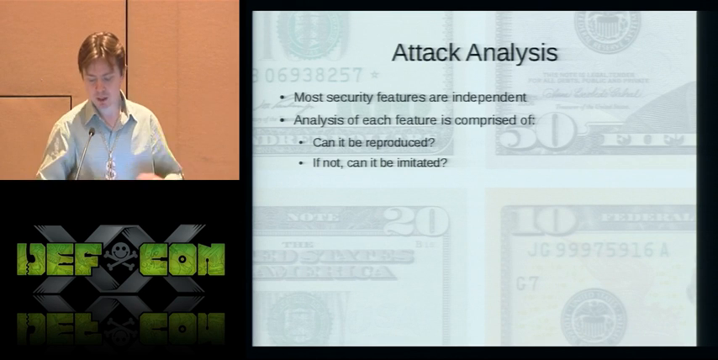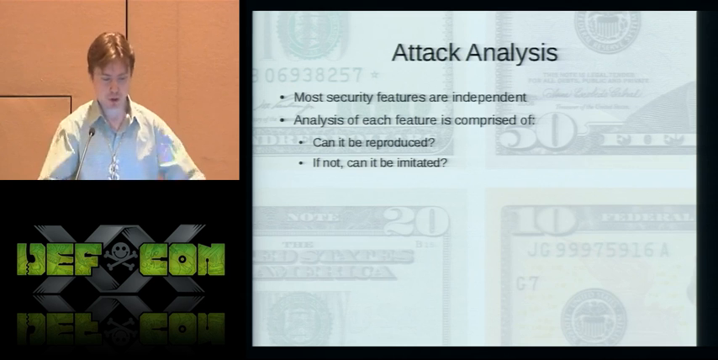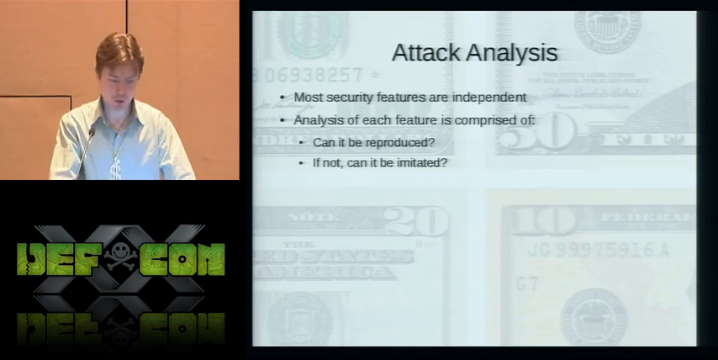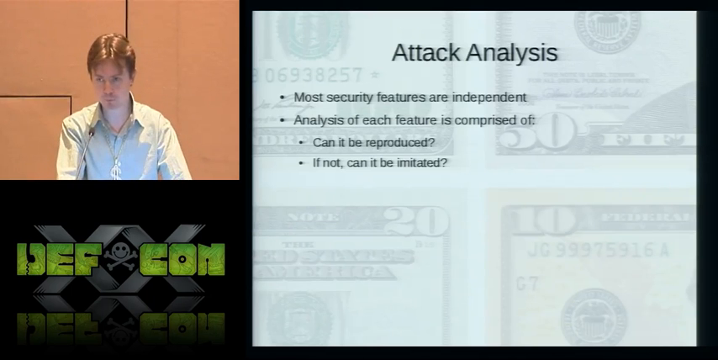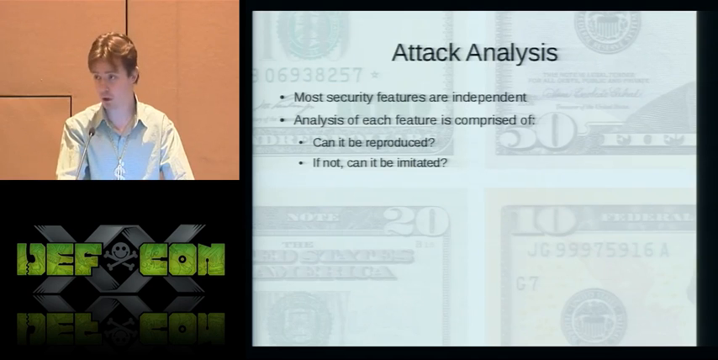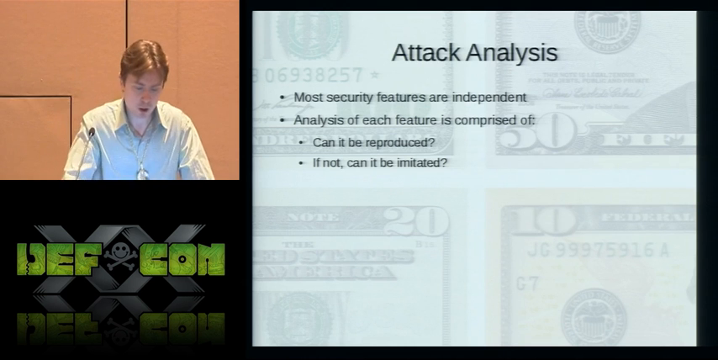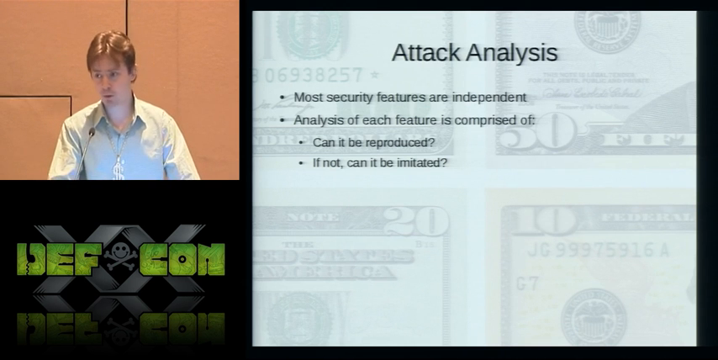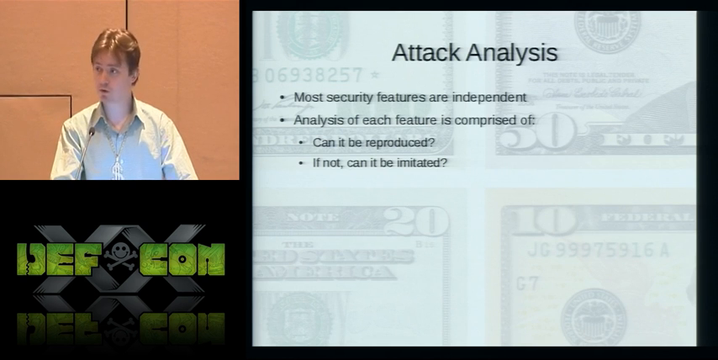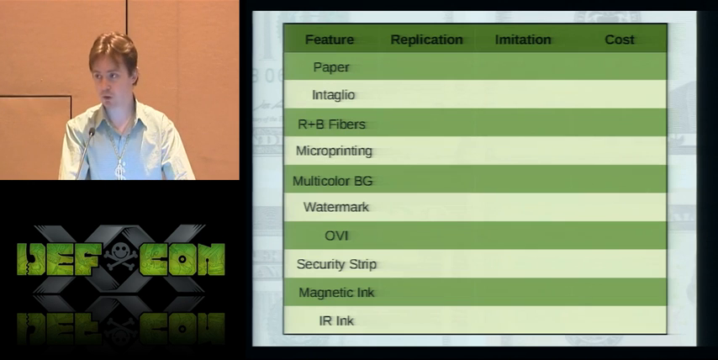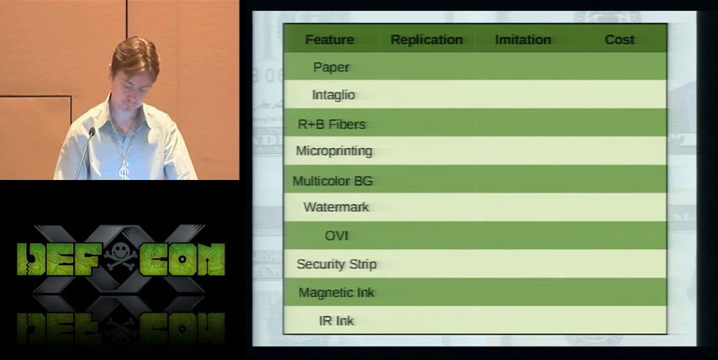So to analyze how good a job all these features do together, I looked at each feature to determine one of two things. First, could it be replicated? And this is within the scope of a small-scale operation. So say a small group of people with money probably ranging anywhere from hundreds to probably tens of thousands of dollars. And whether it could be replicated, which is to say creating the same feature using the same processes, or imitated, creating a facsimile of the feature which was suitable to pass.